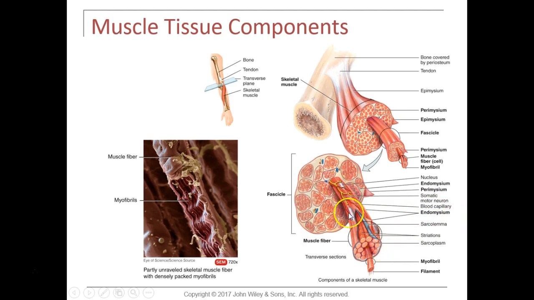Now, if you notice on the inside of an individual muscle fiber, so here's a muscle fiber, there's also tubular structures. These tubular structures are called myofibrils. Don't confuse that name with myofiber or muscle fiber. Muscle fiber and myofiber are referring to the muscle cell. Myofibril refers to the bundling of muscle proteins inside the cell within these tubular-shaped structures. So again, these tubular-shaped structures are called myofibrils.